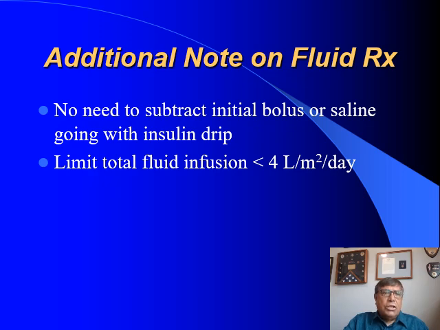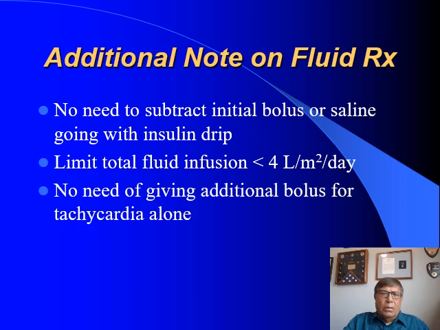The standard teaching is to limit the fluid infusion to less than 4 liters per meter square per day, which is a good guideline. No need of giving any additional bolus for tachycardia only. Remember the patient has acidosis, which will take a while to get corrected and itself will give you tachycardia, so that should not be a reason to give another bolus. However, if the patient has poor perfusion or hypotension, or any reason to believe that the fluid replacement has not been adequate, clearly the extra fluid will be necessary.